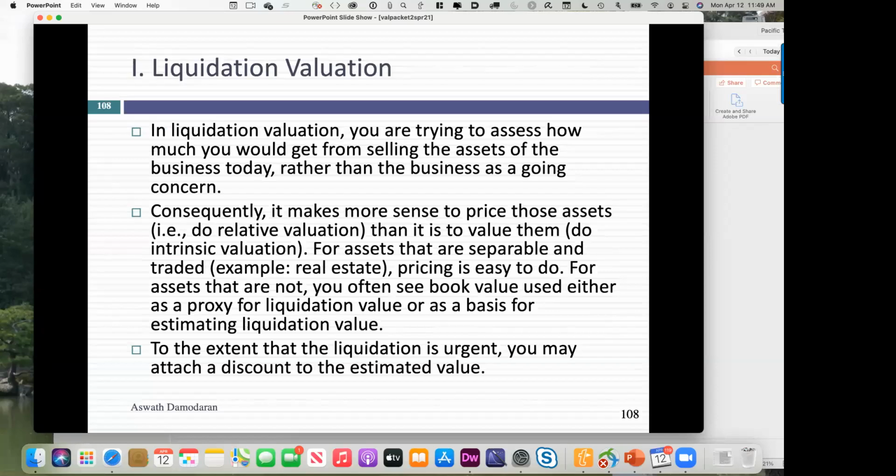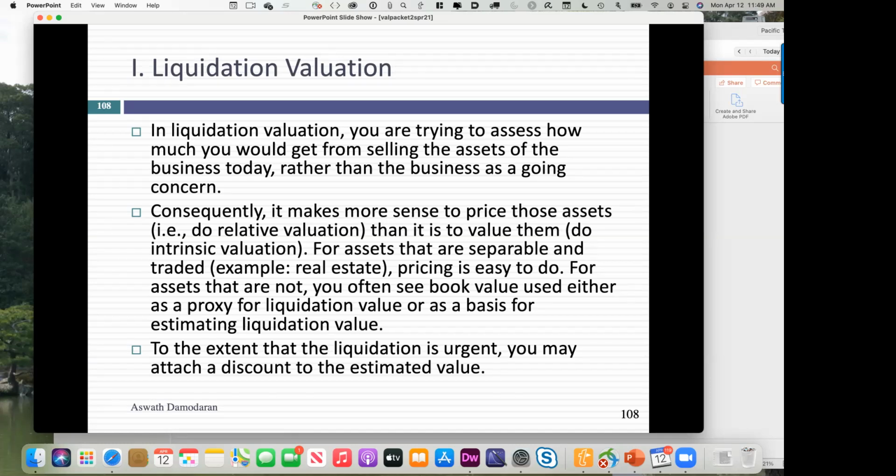So let's take the context in which you're going to see asset-based valuation. Let's think about what you're going to try to do. Liquidation valuation, you shouldn't be doing an intrinsic valuation. You should be doing a pricing because you're trying to sell these assets rather than value them. It's easier to do a liquidation valuation when you have a collection of assets than if you have a whole company.